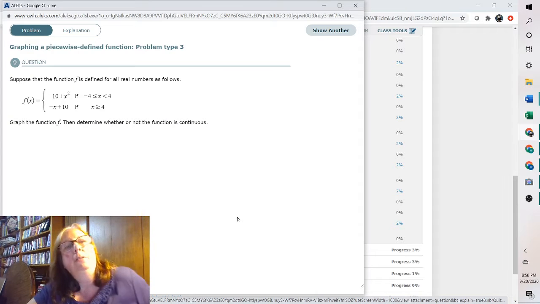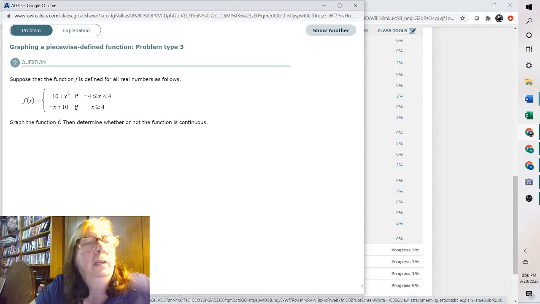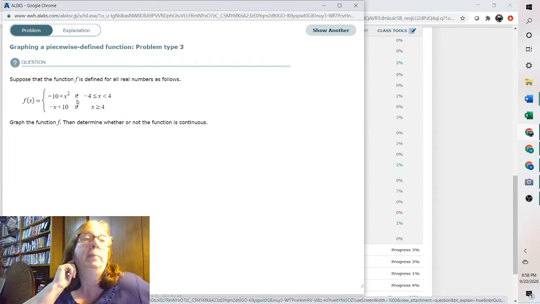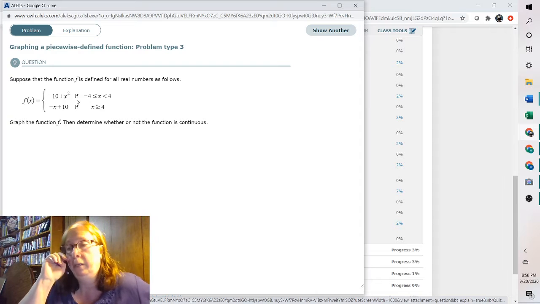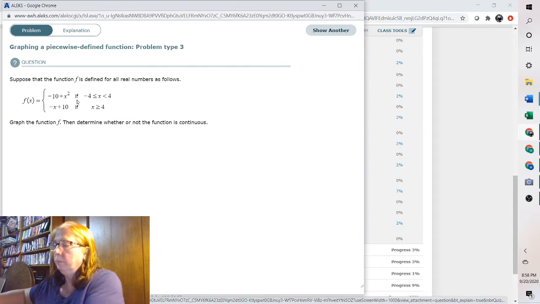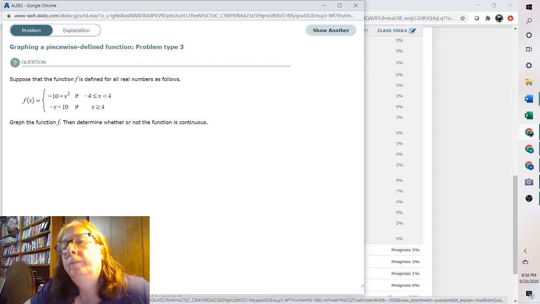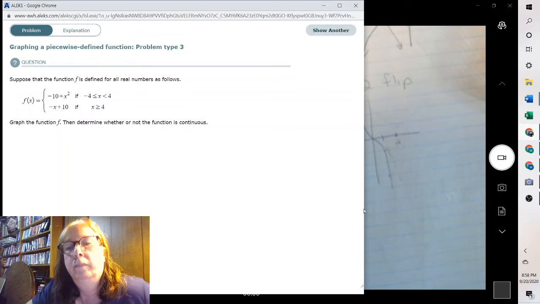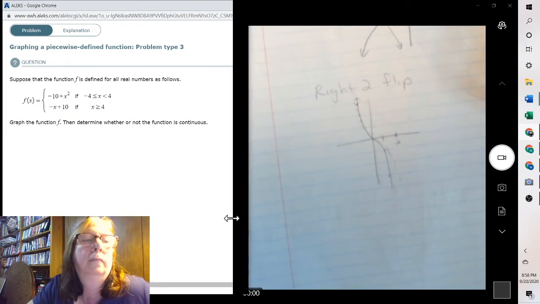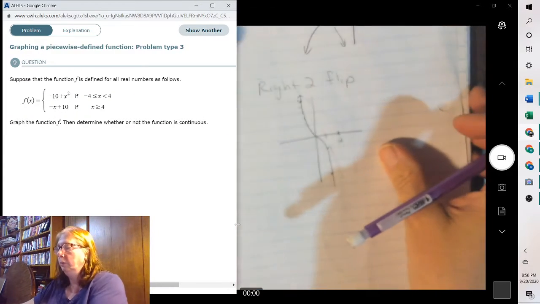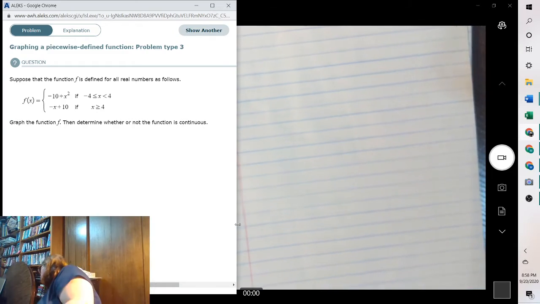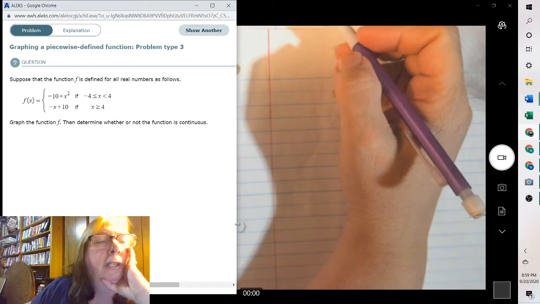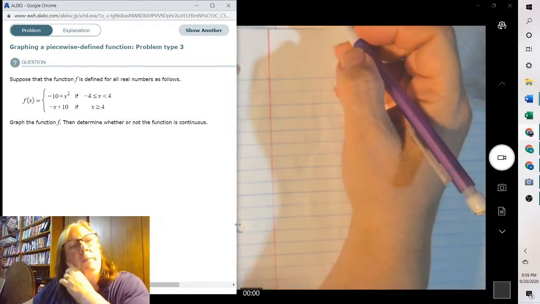Okay. So these are similar to the other ones we were doing, only now instead of having just linear equations, we have the other ones mixed in with it. In this one, we have a parabola. Okay, so for the first one, it's between -4 and 4. Now we know we have a parabola.